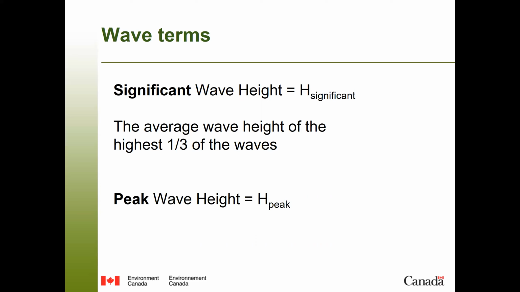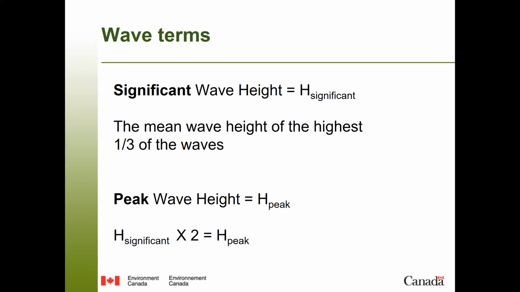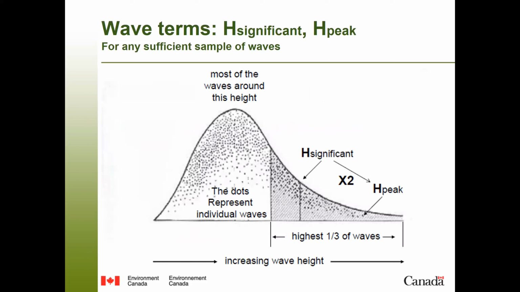And then there's something we call the peak wave height, and anecdotally, on average, it's about twice the significant wave height. So this image has wave height across the horizontal, and the number of waves reported across the vertical. The highest third of the waves is indicated with this black line over to the maximum wave detected.